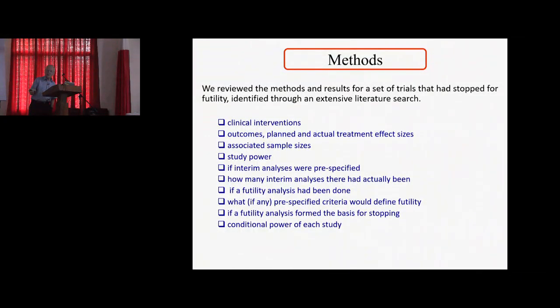Whether they actually thought about this beforehand, whether the interim analysis was thought about ahead of time, how many interim analyses were actually done, if they did a futility analysis in particular, and what criteria or threshold they would use to define futility. In other words, how bad would it have to be in order for them to stop? Did they say that at the beginning? Was the futility analysis itself at least part of the basis for stopping? And then, interestingly, we were able to find for some studies the conditional power because they reported it, and in some other studies we were able to use the data that they had to calculate conditional power ourselves. That was a lot of work, but we managed to do it. So I'll show you some of the results for that.